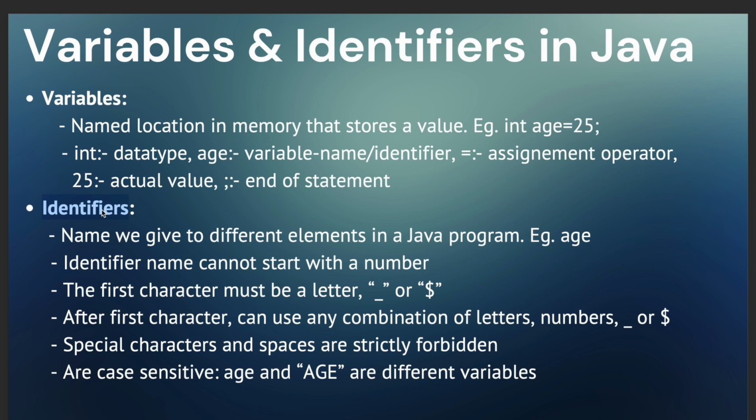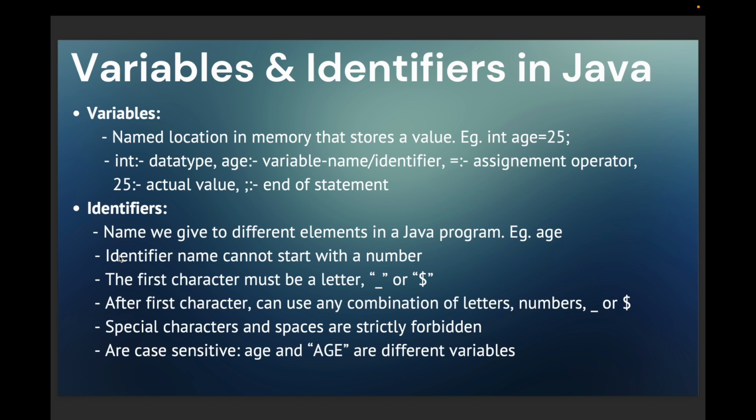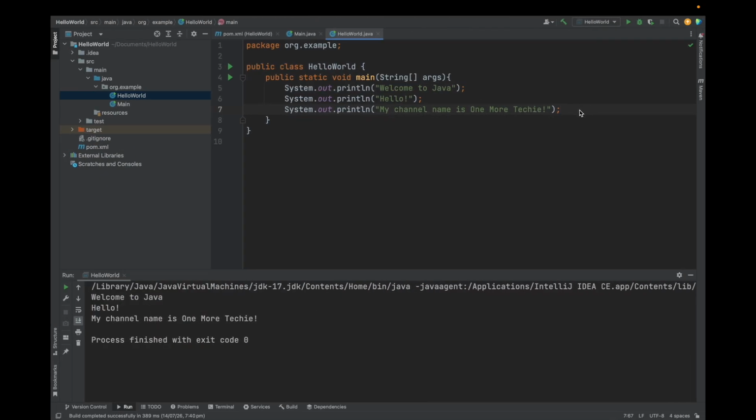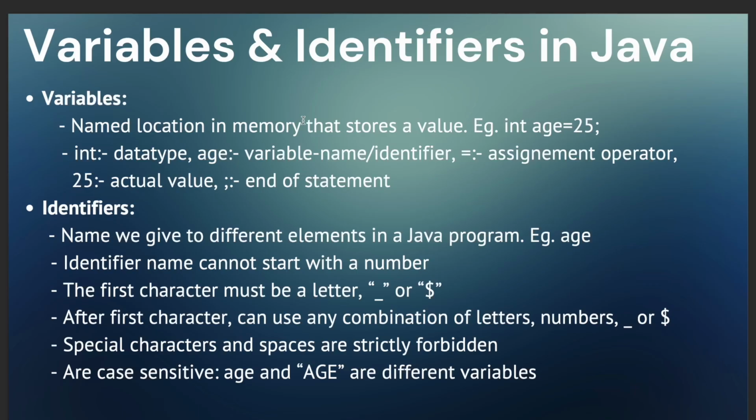Let's check those rules. An identifier name cannot start with a number. Writing int age is valid, but writing int 1age is invalid. Let's try this out in IntelliJ. There is no error. IntelliJ immediately reports an error because identifiers cannot start with digits. The first character must be a letter, an underscore, or a dollar sign.